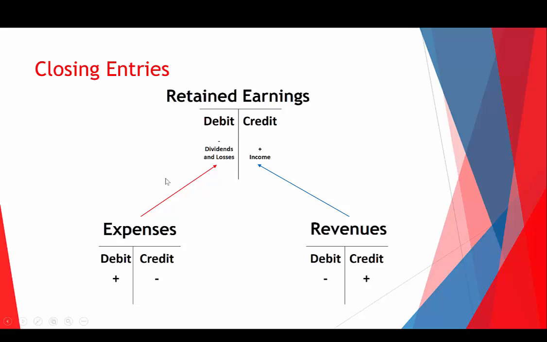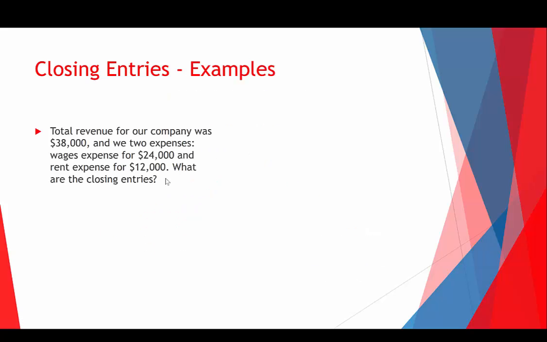We do. Do you have an example to show them that even, maybe? Oh, of course. Look at this. So total revenue for the company we just had was $38,000, and we had 2 expenses, wages expense for $24,000 and rent for $12,000. So we need to figure out the closing entries. We usually close them out separately, like close out revenues first, probably. Yeah, let's close out revenues first.